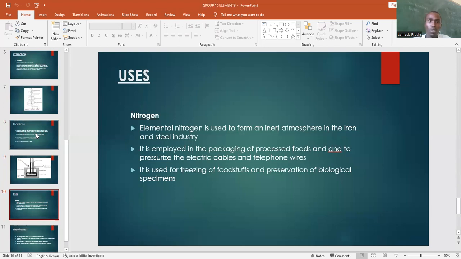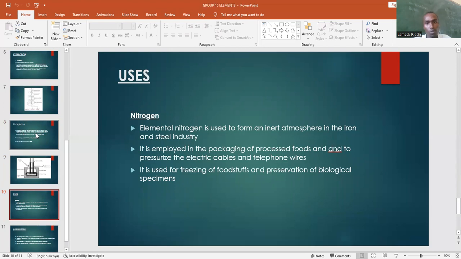Now, the rest of the elements, which are arsenic, antimony, and bismuth, are extracted from their sulfides. Now, let's go to the uses of these elements, and we'll start with the uses of nitrogen.